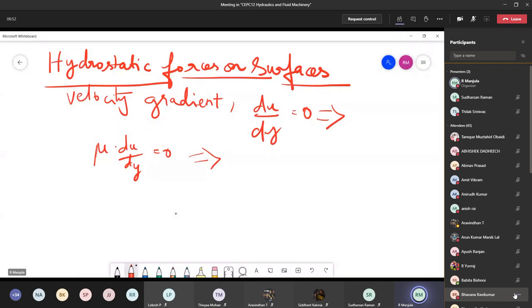You are talking about a static fluid, when the fluid is at rest. So you are considering the various forces when the fluid is at rest. That is nothing but your hydrostatic forces. So in the hydrostatic forces, what about your velocity gradient?